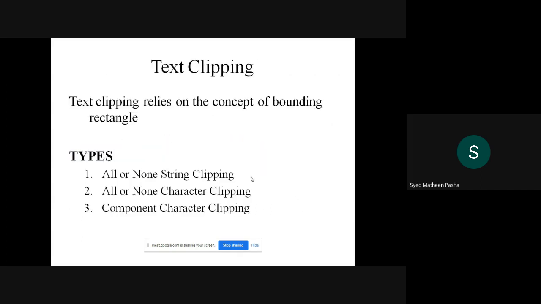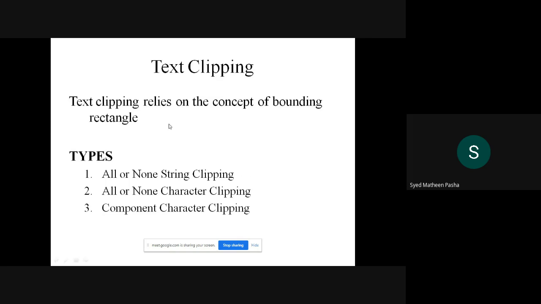Then we'll check out the next level of clipping, that is nothing but text clipping. What is text clipping? As you have studied the number of levels of clipping, similar to that we have something called text clipping. What is text clipping? I can tell text clipping as the removal of text which is outside the boundary. To be simpler, that is nothing but text clipping.